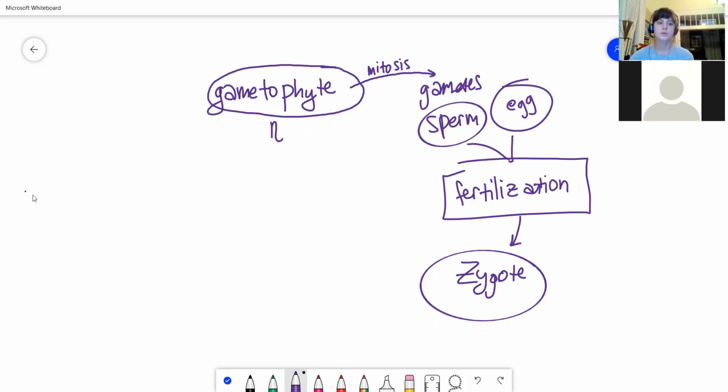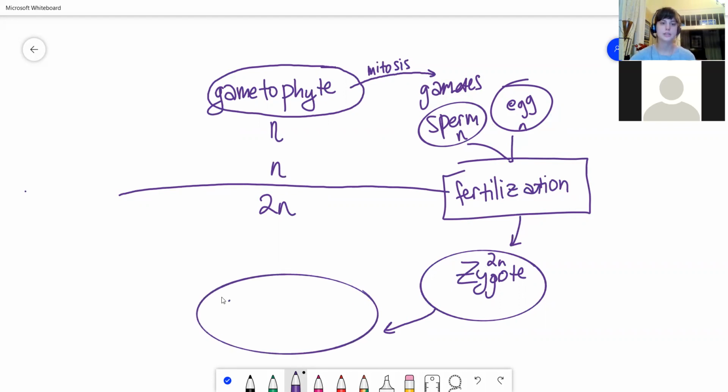Okay, so we're going to draw a line. Up here, this is all N, and below the line is all diploid. We have a haploid generation and a diploid generation. So we know how to get from haploid to diploid. These gametes are haploid, we get a 2N zygote. Fertilization is that process. The zygote grows up, it divides by mitosis to make a multicellular sporophyte generation.